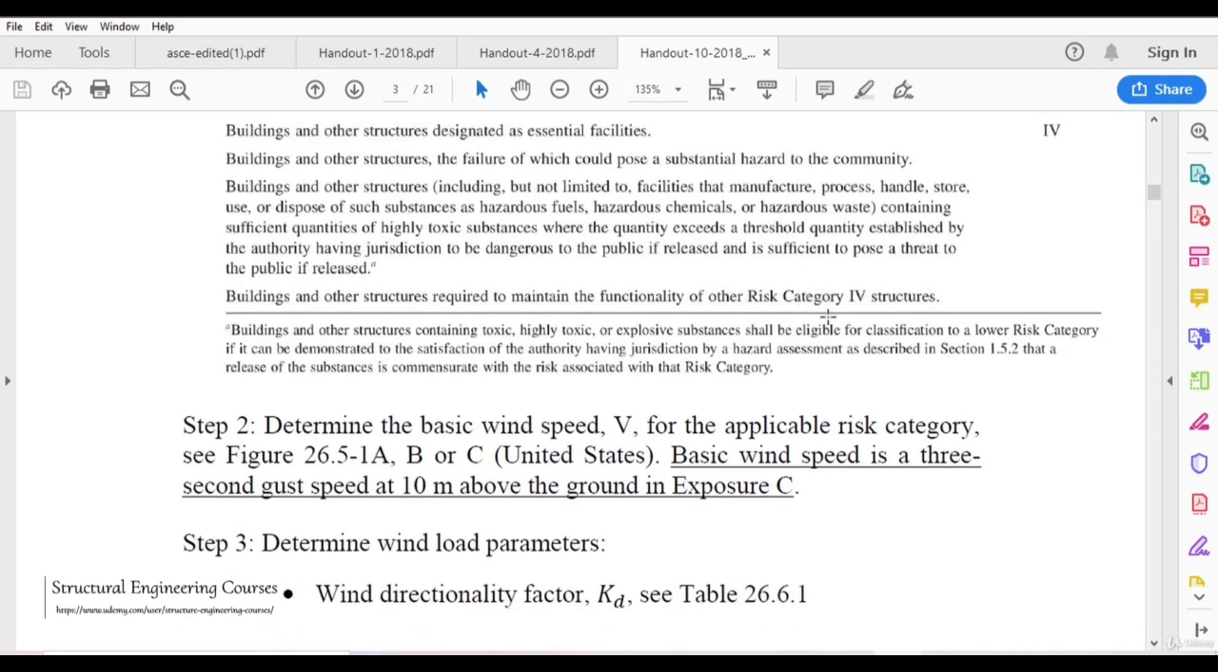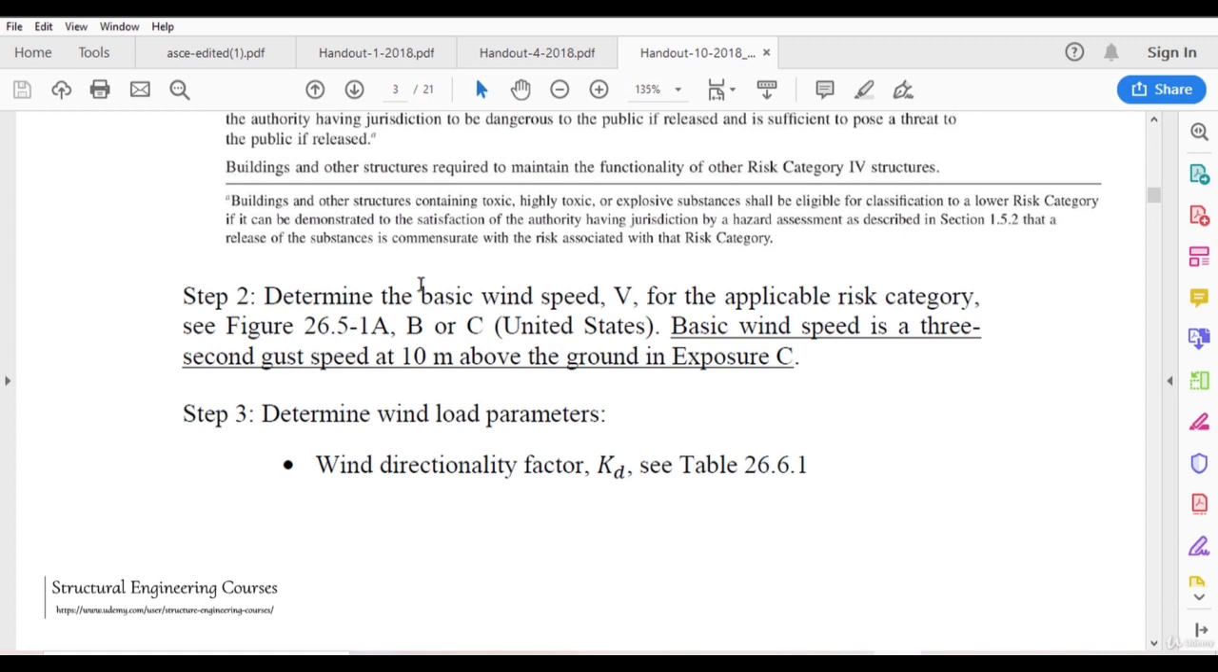After that, step 2 shall be to determine the basic wind speed V for the applicable risk category, that is A, B or C. As I had discussed with you also, basic wind speed is a 3-second gust speed. This basic wind speed is different for different codes. It can go from 3 seconds to 1 minute to 10 minutes to 1 hour. So this is another important concept, that basic wind speed is derived differently for different design standards.